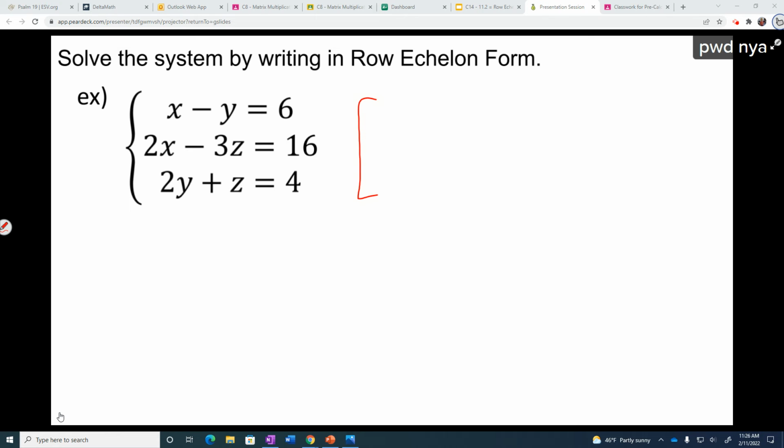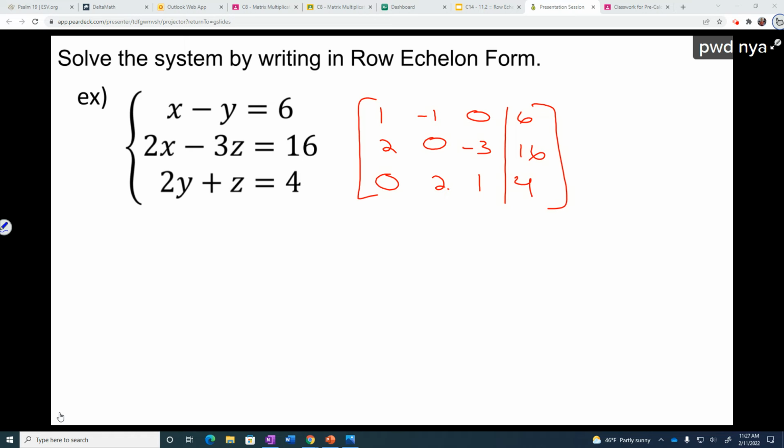So we're going to have 1, -1, 0 for the z in the first row. 2, 0 for the y in the second one. 3. And the third row doesn't have an x. 0, 2, 1.